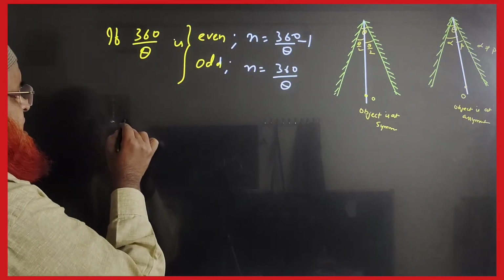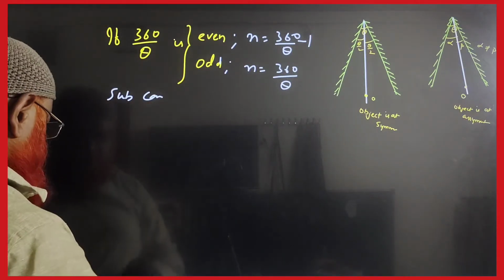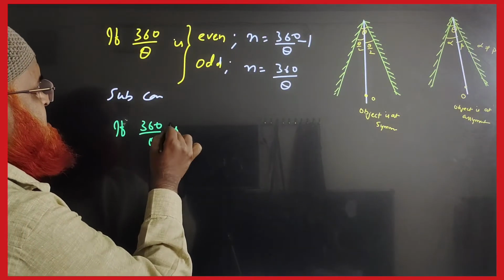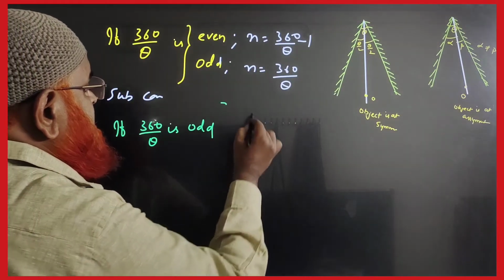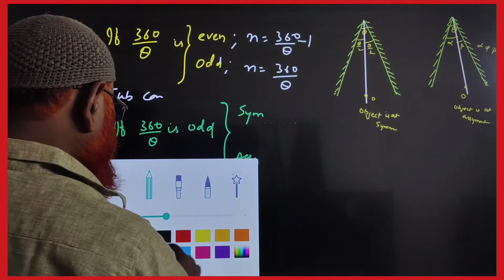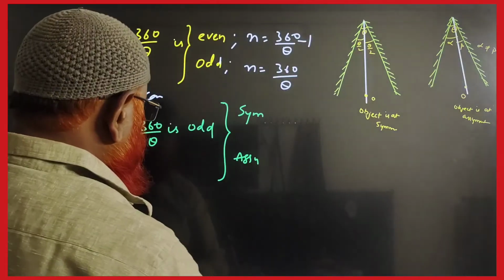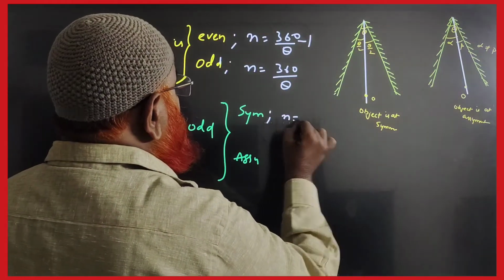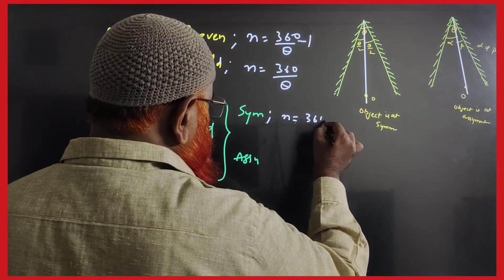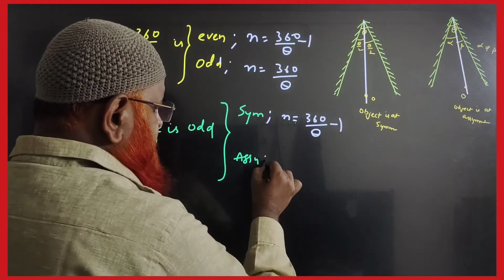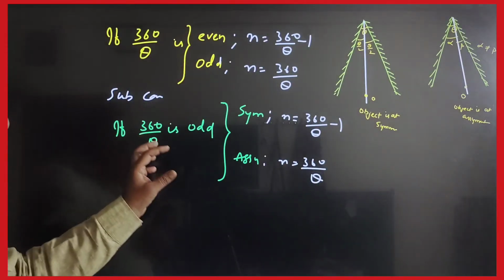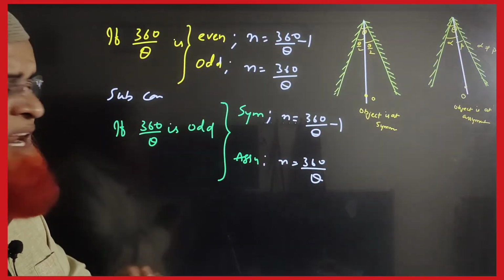Then what is the subcondition here? If 360 by theta is odd, then again two cases will come: symmetry and asymmetry. If it is symmetry, n is equal to 360 by theta minus 1. And if it is asymmetry, n equal to 360 by theta. So for odd, there are again subconditions.